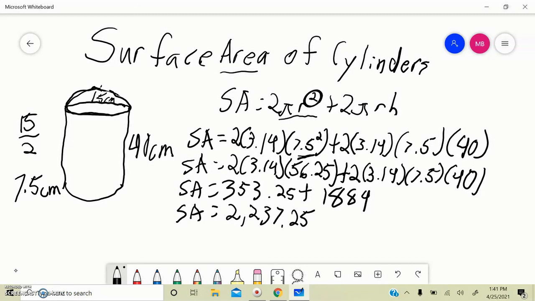Am I done yet? No, I'm not done yet. I gotta have my units in here. So centimeters, and remember, I'm working with area. So my units have to be squared. So there's a couple examples of surface area of cylinders.